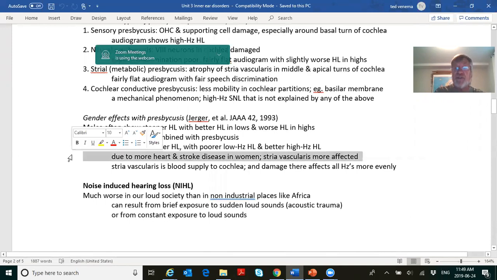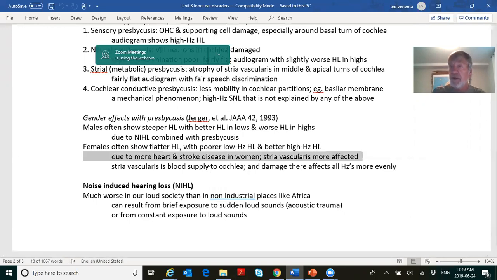Females will generally show a flatter sensory neural loss with poorer low frequency hearing but better highs, maybe due to heart and stroke disease in women. The stria vascularis is more affected, and that would mean that the women would have poorer low frequency hearing than males, but males will tend to have poorer high frequency hearing than females, because noise-induced hearing loss causes hearing loss only in the highs.